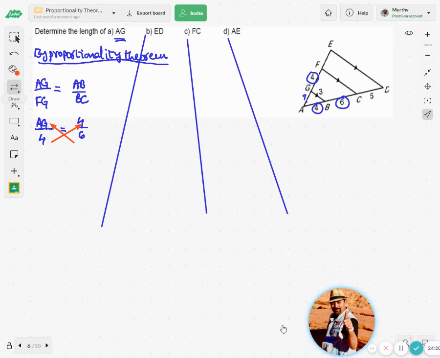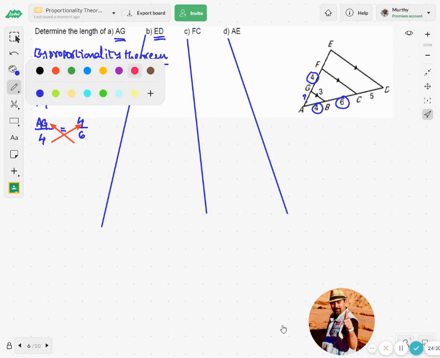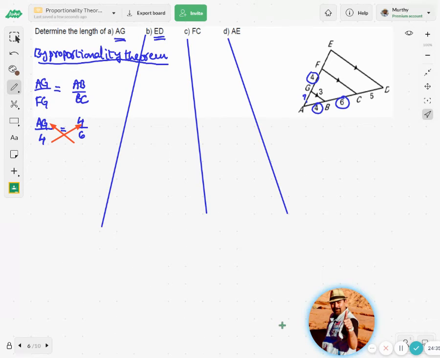Just I'm leaving it to you and I want you to compute maybe later time. So let me jump to the next part. Next part is ED. So let me use a different color. I love using different colors. ED. So where is ED? Oh, ED is this one.